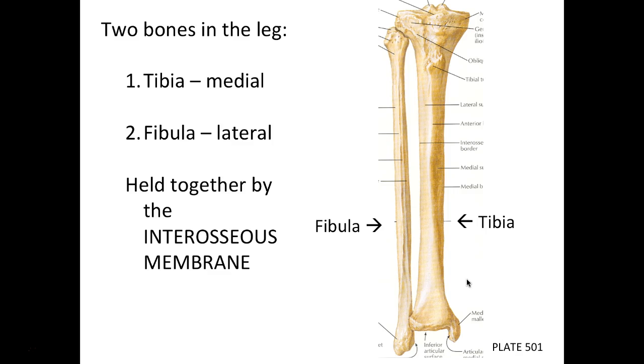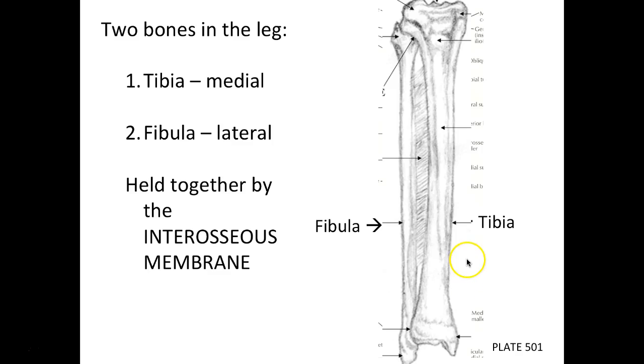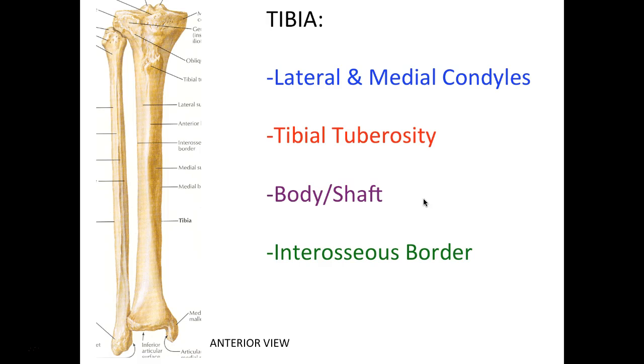Okay, so now let's talk about the two bones we find in the leg, and that is the tibia and fibula. Our tibia we're going to find more on the medial side, fibula more on the lateral side, and they are held together by an interosseous membrane. So let's break that word down. Inter meaning between, osseous meaning bone, and membrane, of course, is just some connective tissue. So sitting in between the tibia and the fibula. And we also have this in the forearm too, between the ulna and the radius.